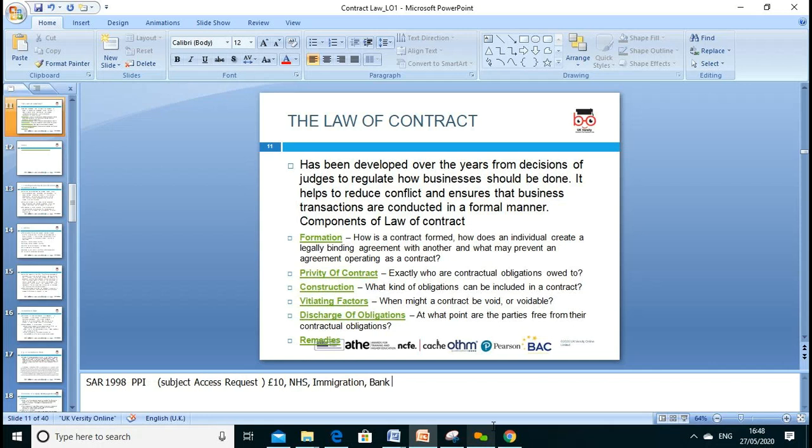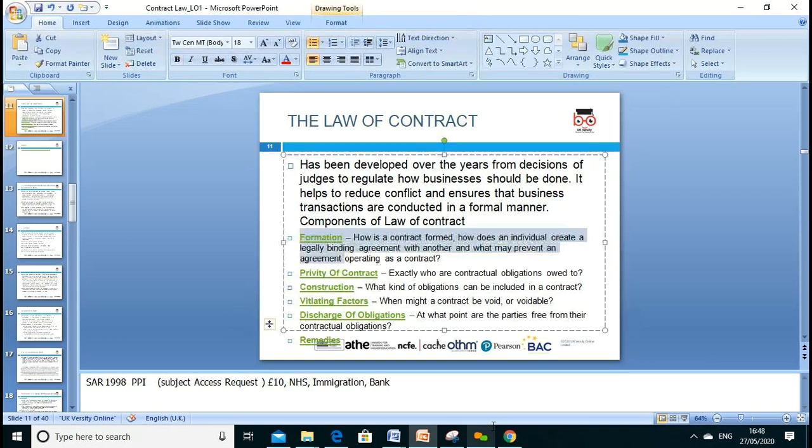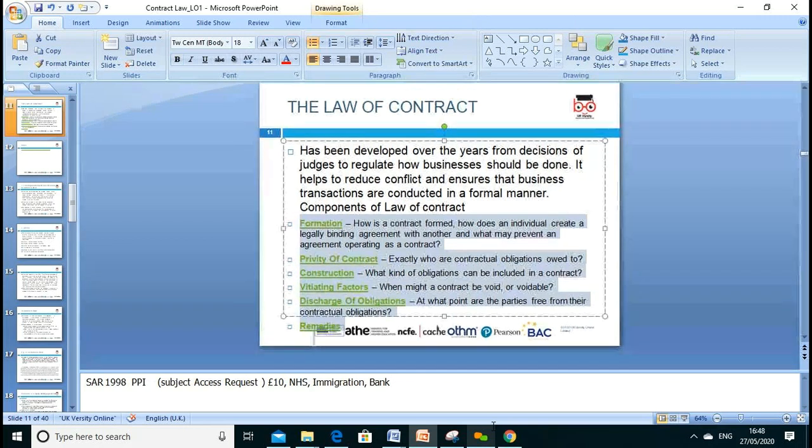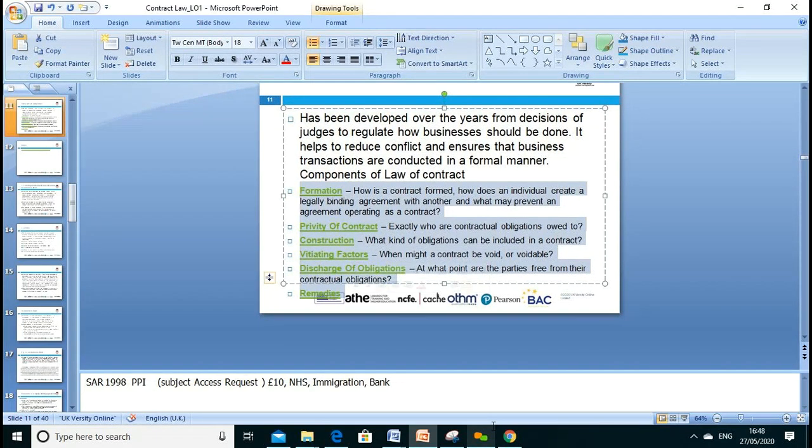Okay, so a subject access request: whatever information they are holding, you have a right to ask. That's what it means. Okay, any questions here? In the law of contract, we need to look at all these points, which we'll go through in the following lessons. So all the terminology is there, but we'll carry on doing it lesson by lesson.